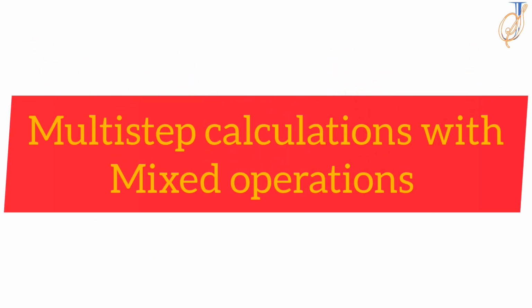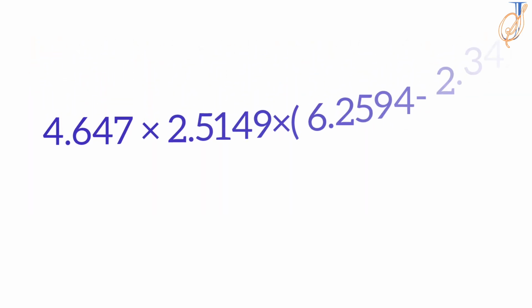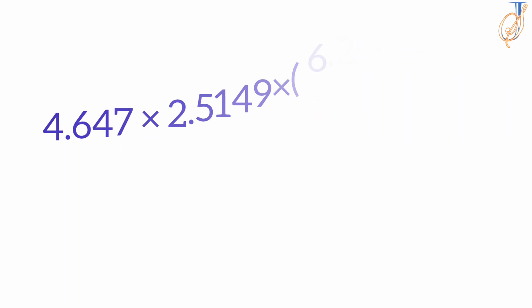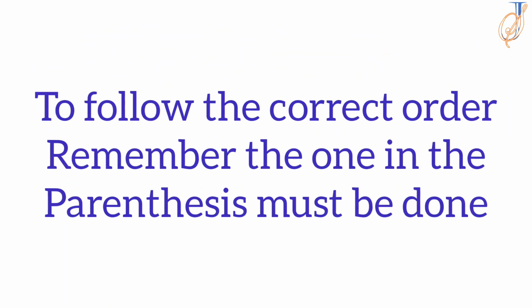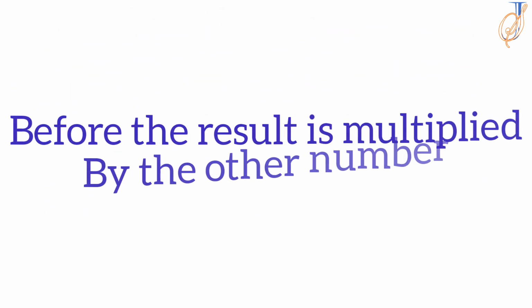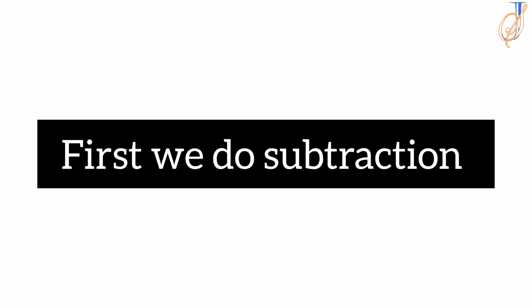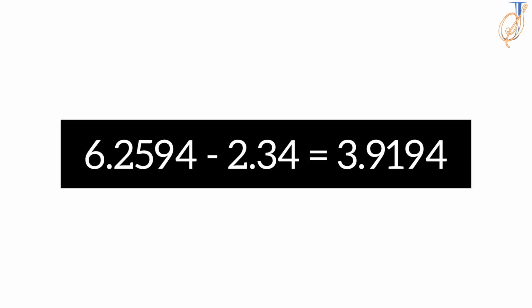Three-step calculations with mixed operations. For example, 4.647 times 2.5149 times open bracket 6.2594 minus 2.34 closed bracket. To follow the correct order, remember the one in the parentheses must be done before the result is multiplied by the other numbers. That means first we do the subtraction. The result is 3.9194. But you should not round this number. You just keep it as it is.